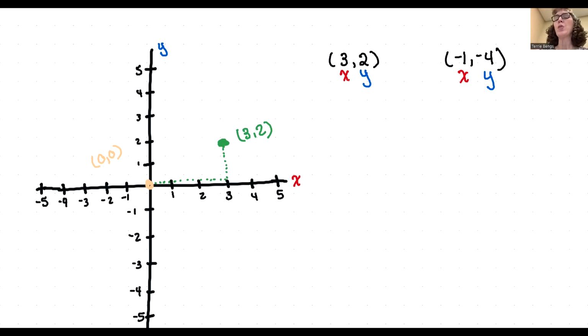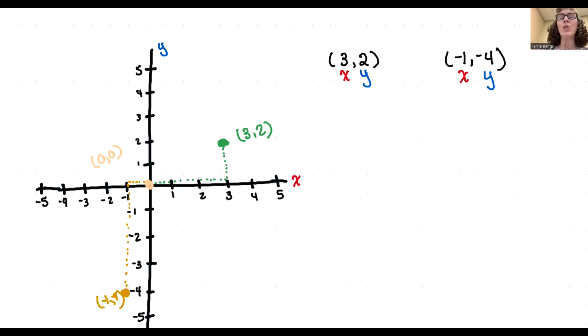So we start at 0, 0, and the X tells us to go over to the -1. So we're going on the X line to the -1. And then the Y tells us to go to -4. So we are going to go down all the way to the -4 and put our point at that point. So this is -1, -4.